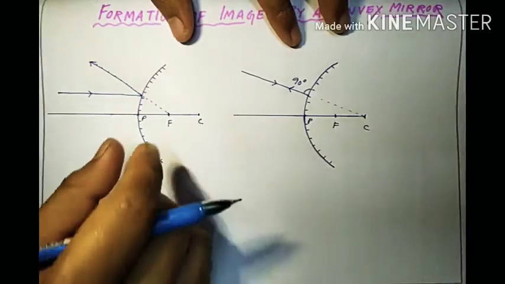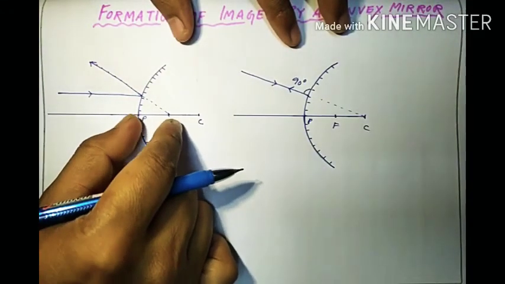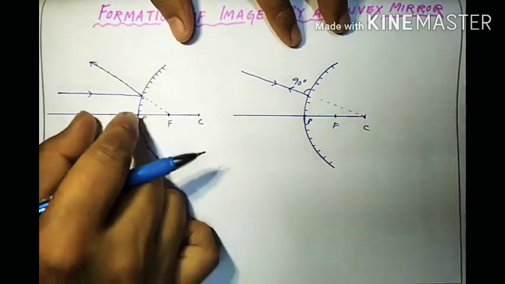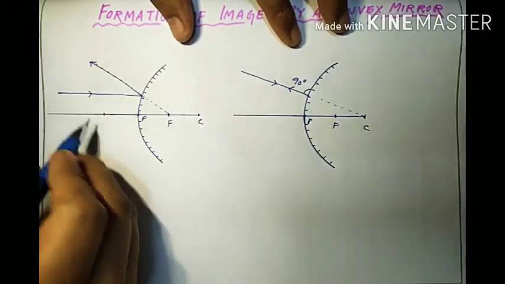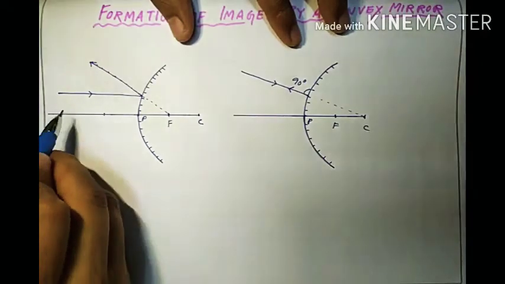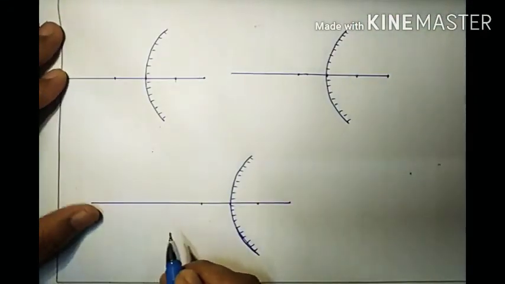So here we can take the focus distance, that is, this is the PF distance. By that distance we can take here also one point, and this is our reference point. With respect to this point we can keep our object. So we are going to draw the images.